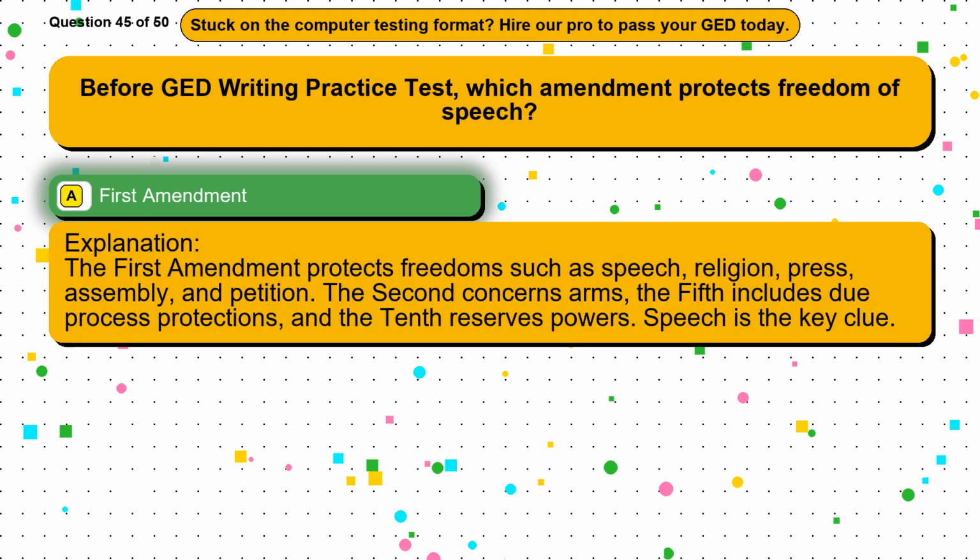The First Amendment protects freedoms such as speech, religion, press, assembly, and petition. The second concerns arms, the fifth includes due process protections, and the 10th reserves powers. Speech is the key clue.